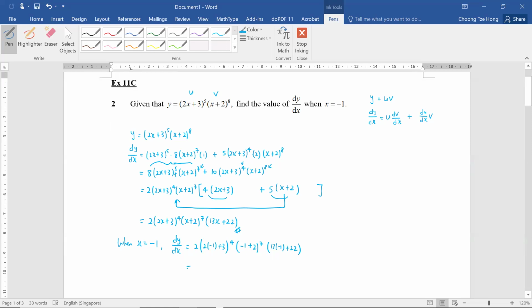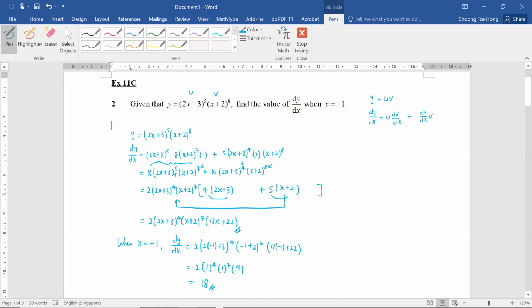Alright, so over here, let's simplify inside the bracket first. 2 times negative 1, negative 2 plus 3, so you get 1 power 4. Negative 1 plus 2, again 1 power 7, right? Negative 13 plus 22, so that will be 9, right? Okay, so in the end, we will have 2 times 1 times 1 times 9, so that will give us 18. Alright, so the answer would be 18.